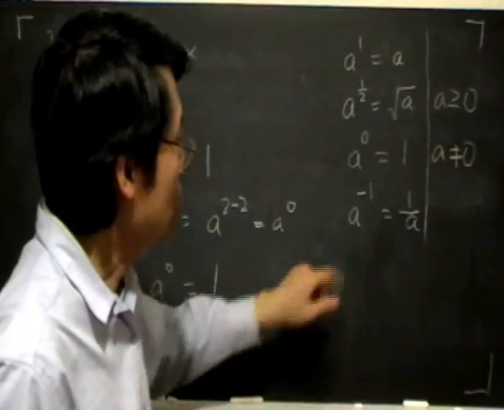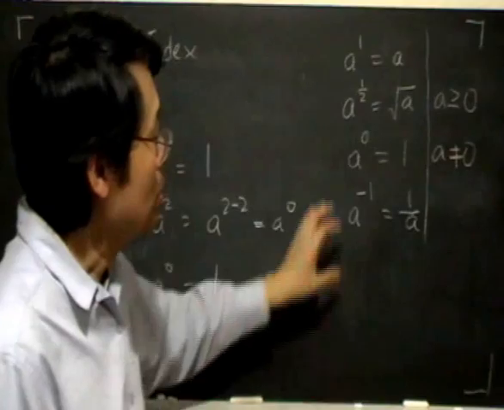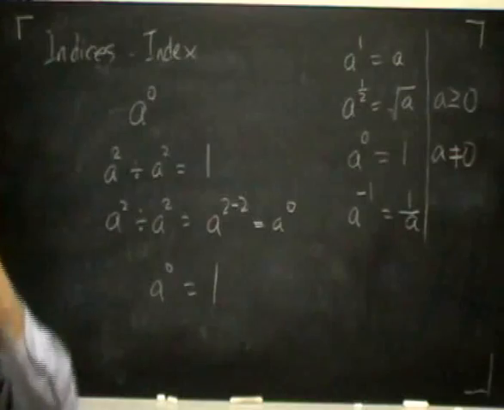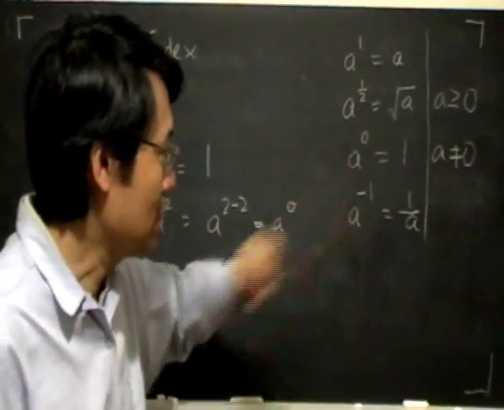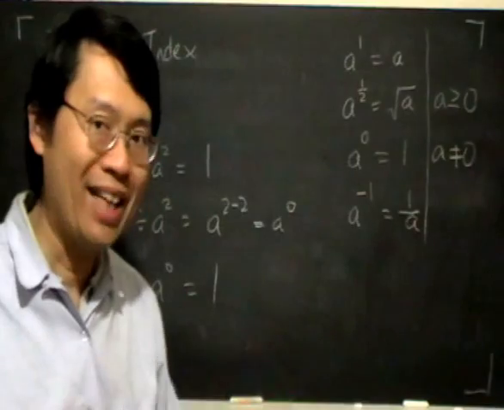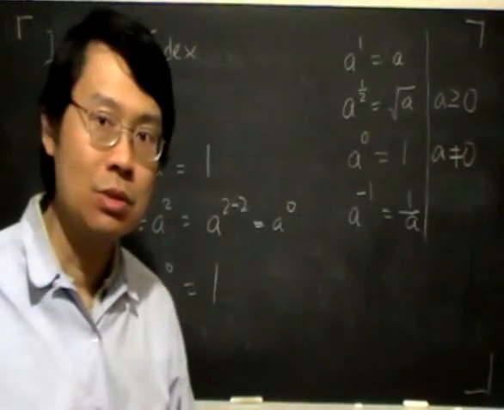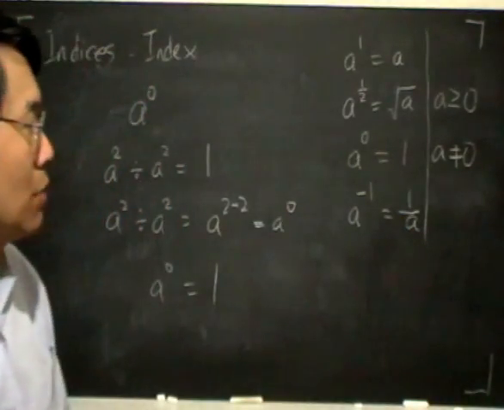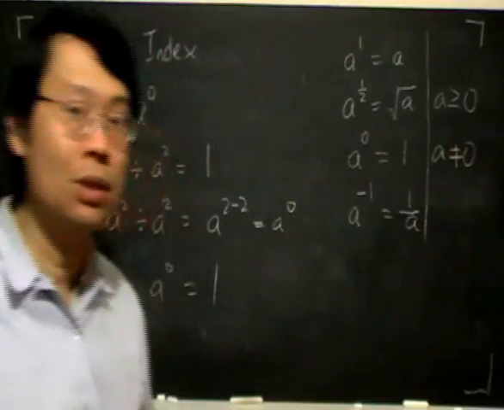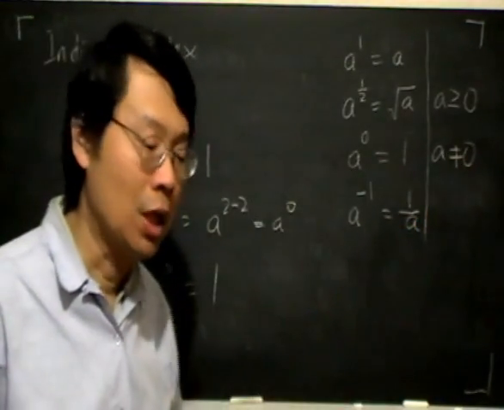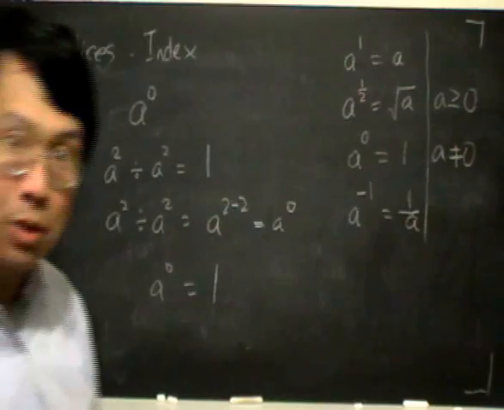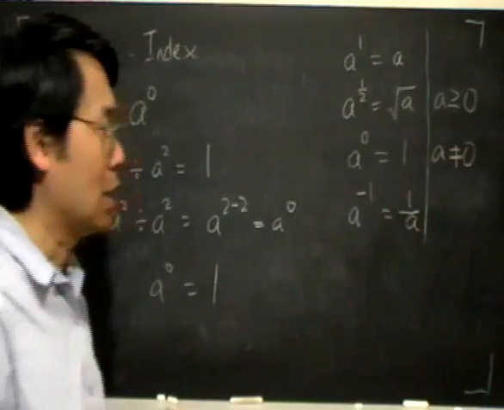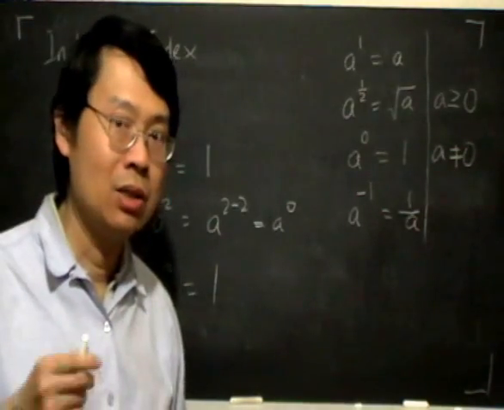Let's look at a to the power of minus 1 now. So a to the power of minus 1 is equal to 1 over a. Again, this means that it should be true for any a. For example, if a is 2, then 2 to the power of minus 1 is 1 over 2. If a is 3, 3 to the power of minus 1 is 1 over 3. It should be true for any a, including negative a's. But again, we are going to ask, what if a is 0?